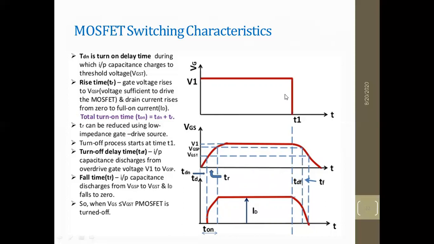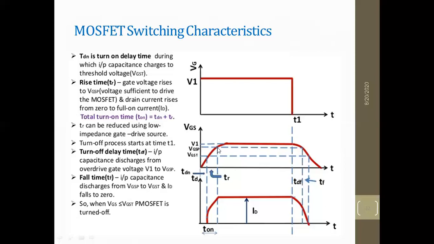During the turn on time period, in the turn on delay time, the input capacitance charges to the threshold voltage. This is the charging period towards the gate to source threshold voltage. After that comes the rising time period. After the threshold voltage, this is the rise time. Here, the gate voltage rises up to the gate source pinch off voltage.